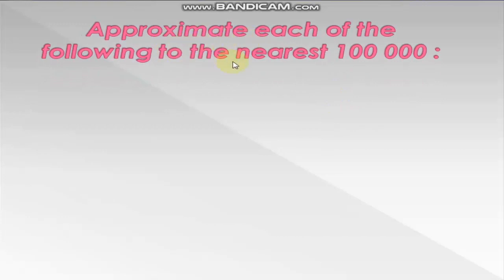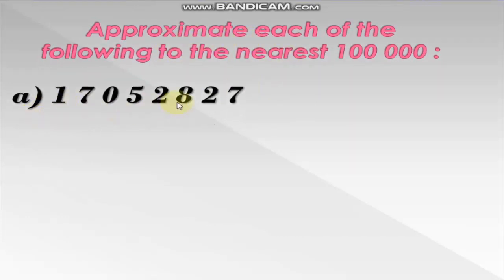Approximate each of the following to the nearest 100,000. Letter A. We have here 17,052,827. At first, where is the 100,000? We have here units, tens, hundreds, thousand, 10,000 and 100,000. The 100,000 here is 0. Look at the 10,000.